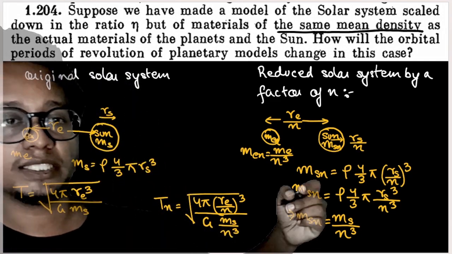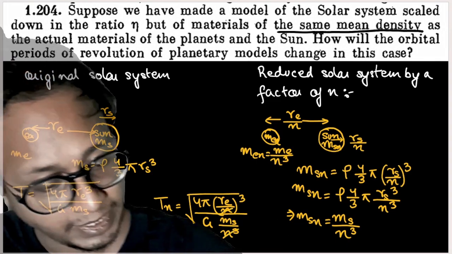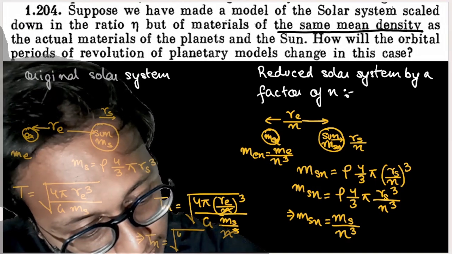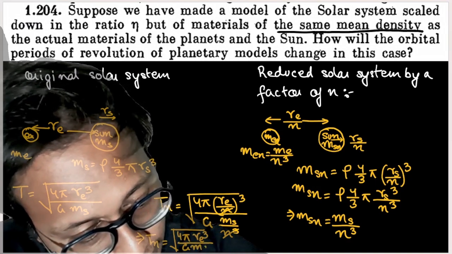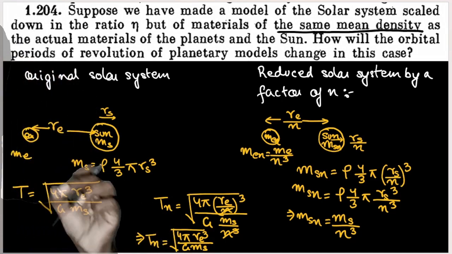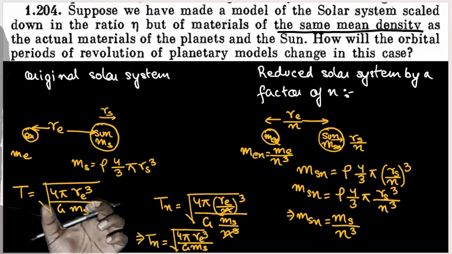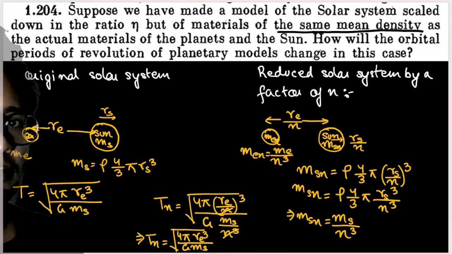Okay. So this n cube and this n cube would get cancelled. So the time period of our new, scaled down solar system is nothing but 4 pi square RE cube by G into Ms. Now compare these two values. Are the new time period and the old time period the same? Of course they are. So this value and this value are the same. So the time period of the solar system would not change even if it is reduced by a factor of n.